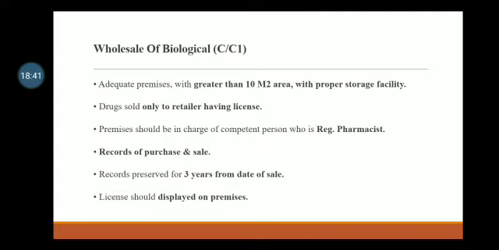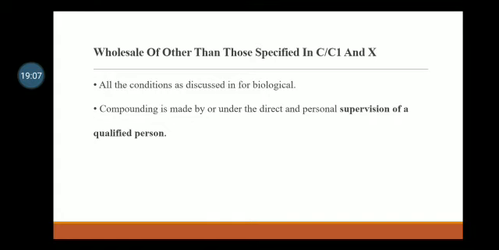Adequate premises with an area greater than 10 square meters with proper storage facility should be available. Drugs sold only to retailers having a license, and premises should be in charge of a competent person who is a registered pharmacist. Record of purchase and sale. Record preserved for 3 years from the date of sale. License should be displayed on the premises.